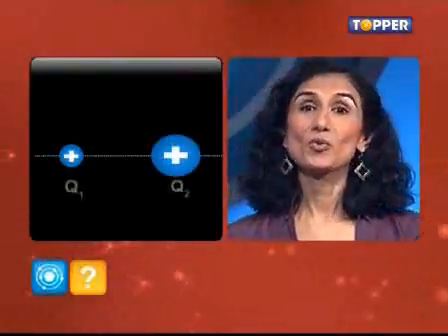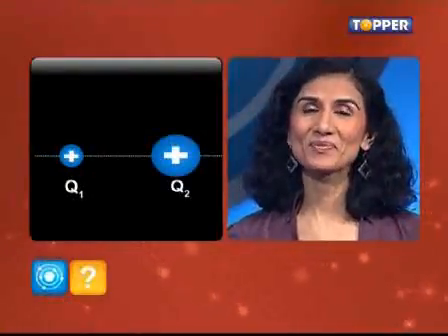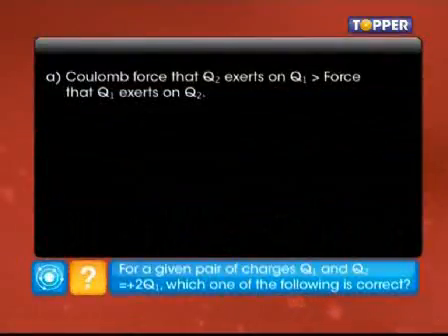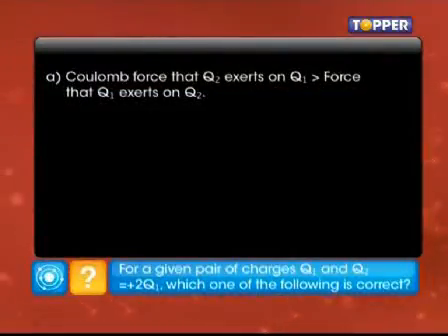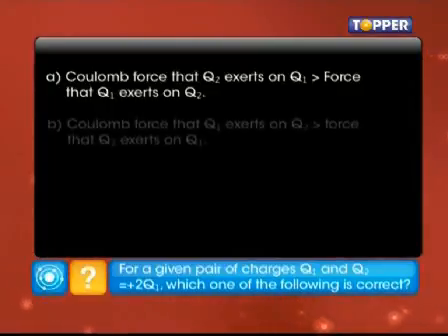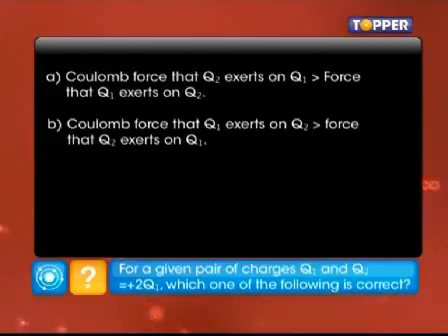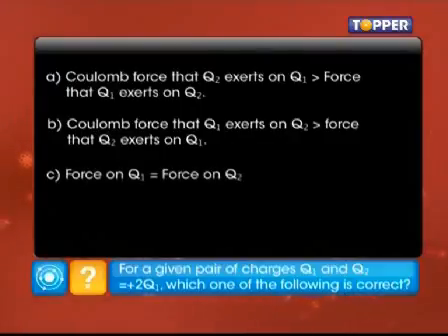For a given pair of charges Q1 and Q2, where Q2 is 2 times Q1, which one of the following statements is correct? A. The Coulomb force that Q2 exerts on Q1 is more than the force that Q1 exerts on Q2. B. The Coulomb force that Q1 exerts on Q2 is more than the force that Q2 exerts on Q1. And C. Both Q1 and Q2 exert the same magnitude Coulomb force on each other.